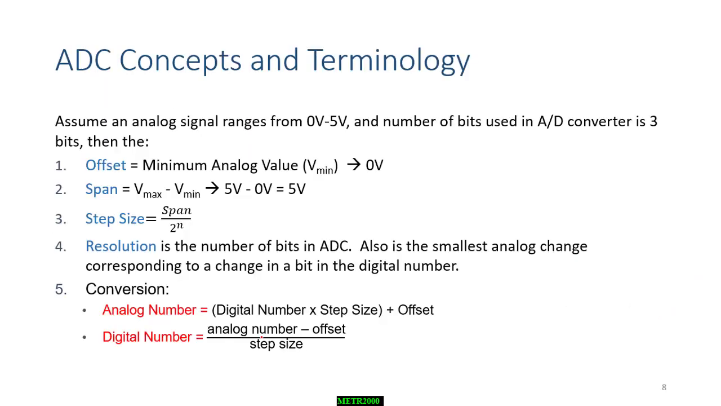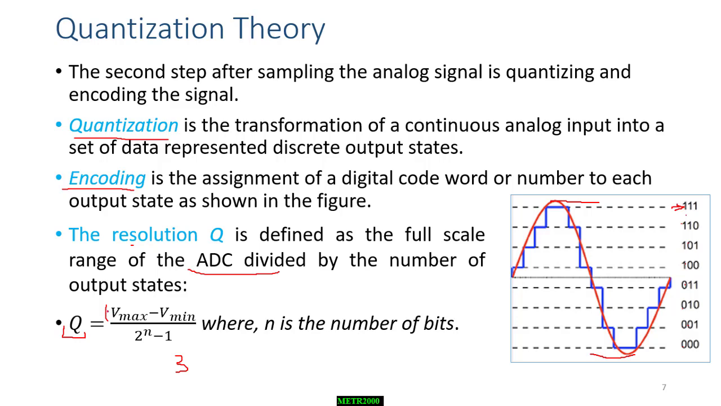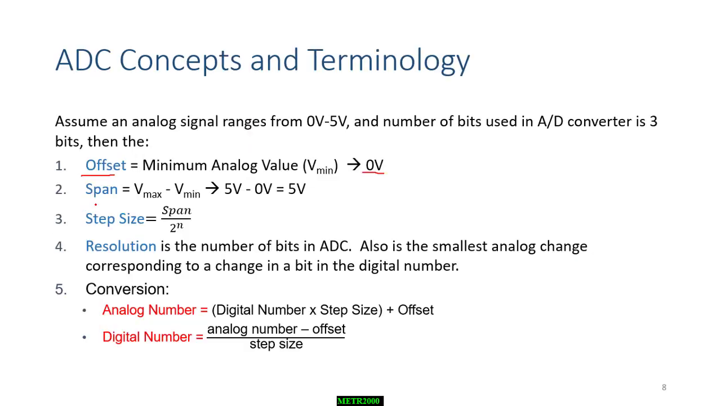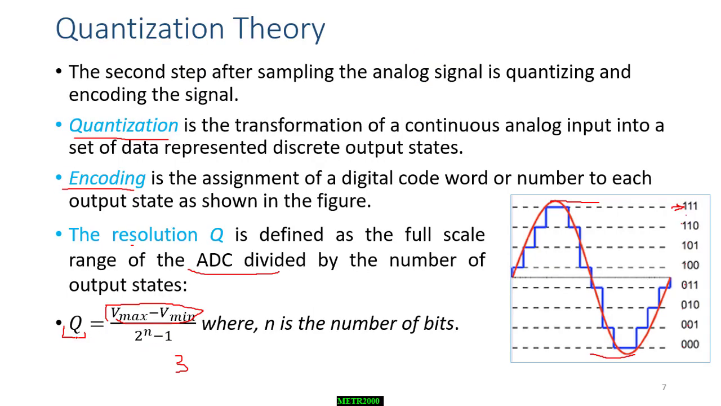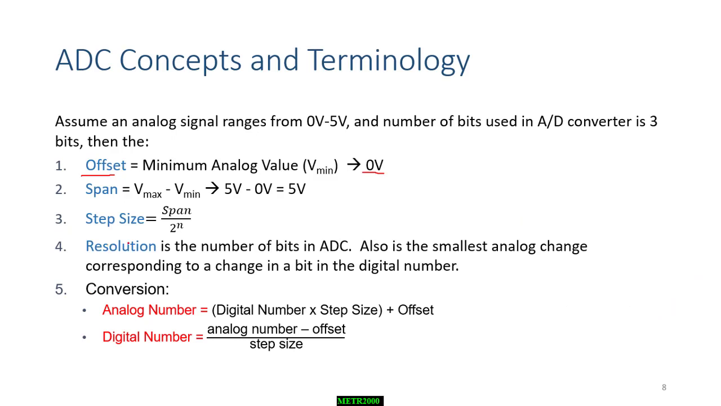Now, some concepts and terminologies when we talk about analog to digital converters. Offset is the minimum analog voltage. Usually it is 0 volt. Span is V max minus V minimum. So here, this is the span. Quantization is equal to span over 2 to the power n minus 1. Then we have the step size, which is equal to span over 2 to the power n. So step size is also the resolution Q, plus 1, of course.